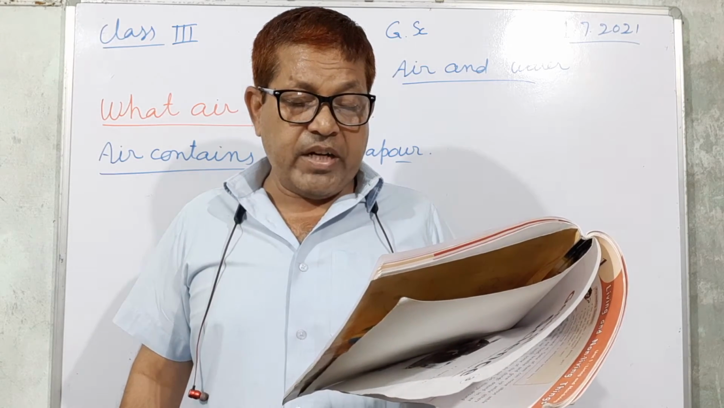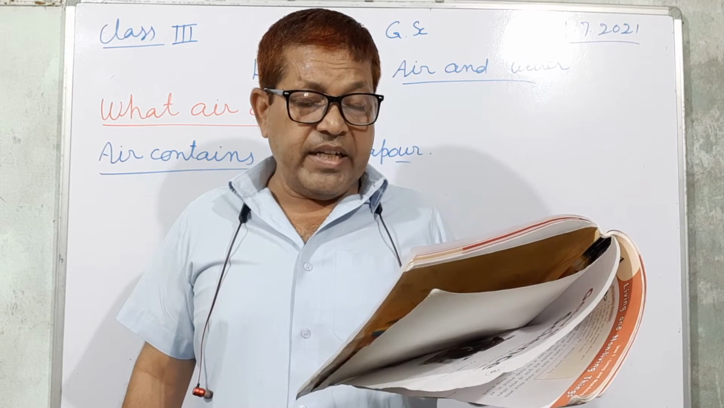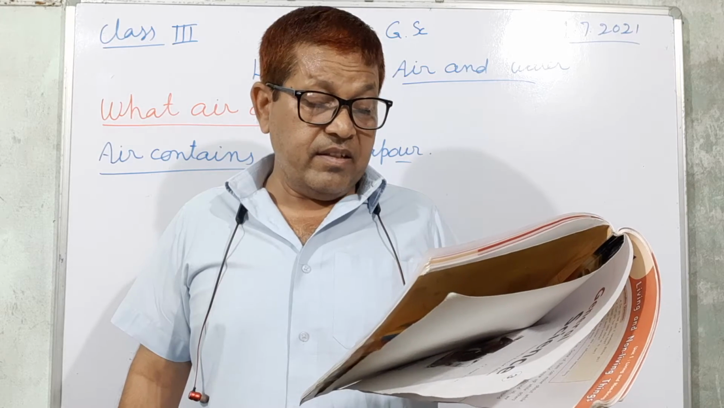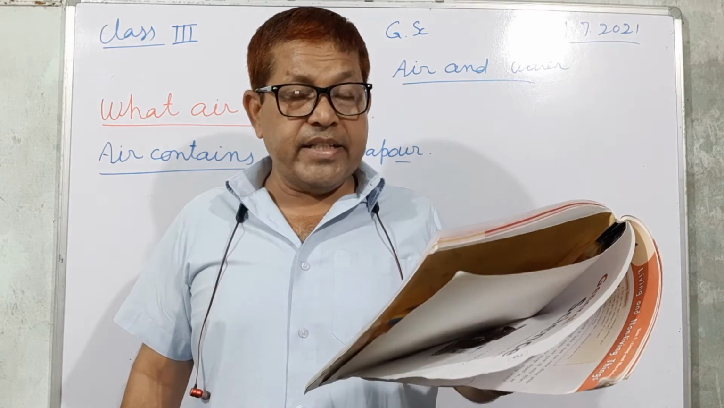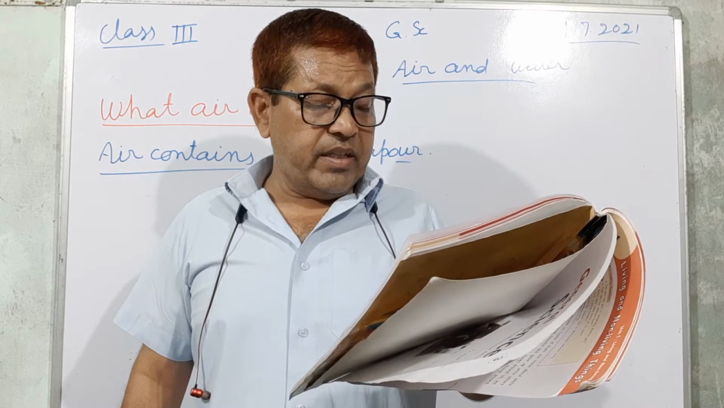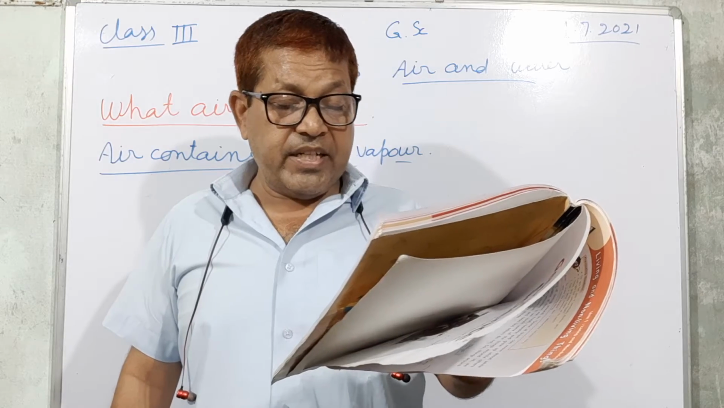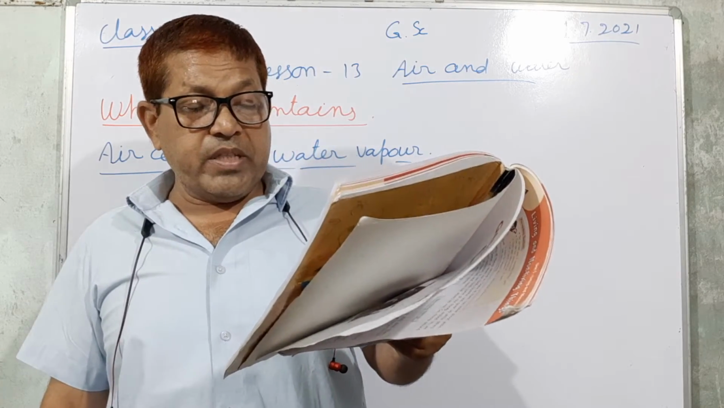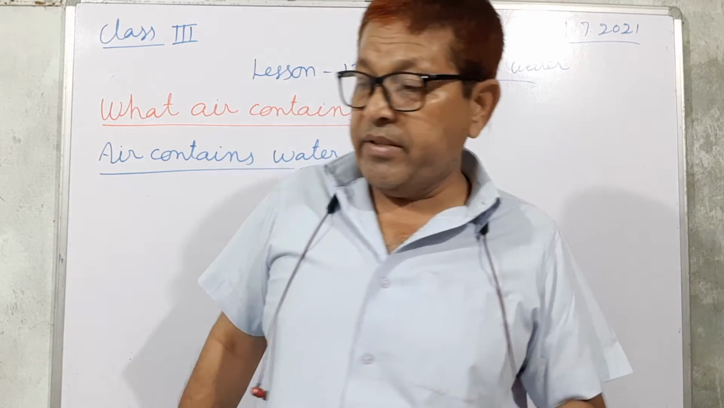Where does this water come from? This water did not leak through the glass. It comes from the air. Air contains water in the form of water vapor. We cannot see it, but when it cools, it becomes water again. So you can do this activity.